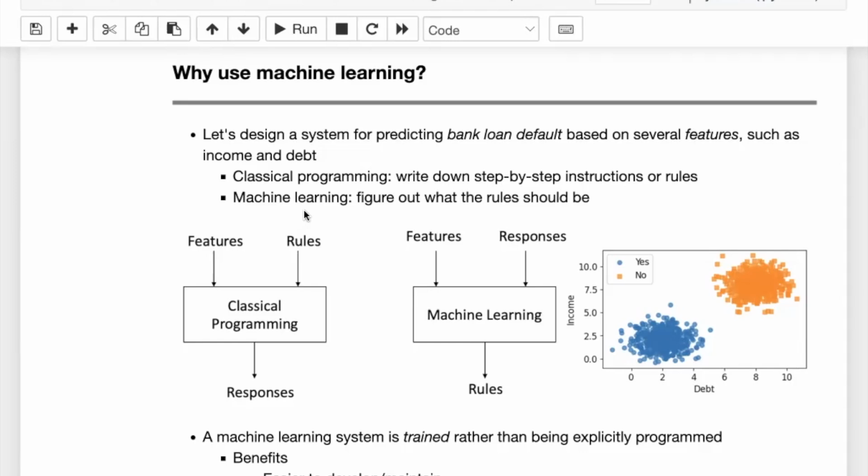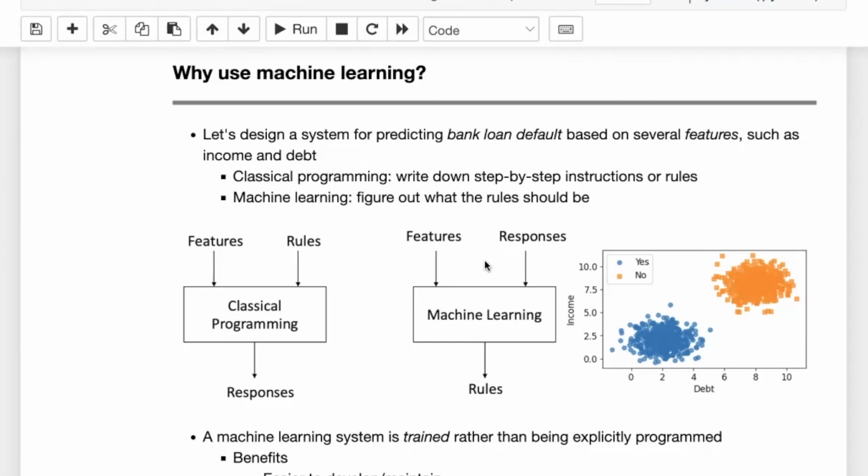So here, what we really want to do is to provide these features, meaning that in this case, income and debt, and also some responses, meaning that based on the observations that we have or historical data, we have information about people who previously were able to get loans and their information, including income and debt. And we know whether they paid their loan on time or not. So we do have some responses for this group of people that already have been granted some loans.